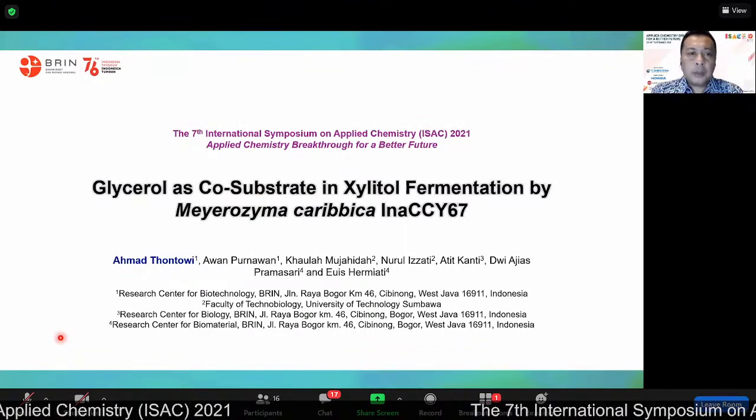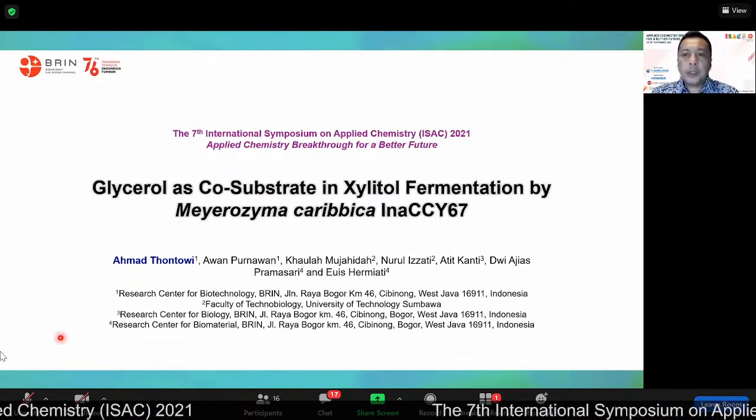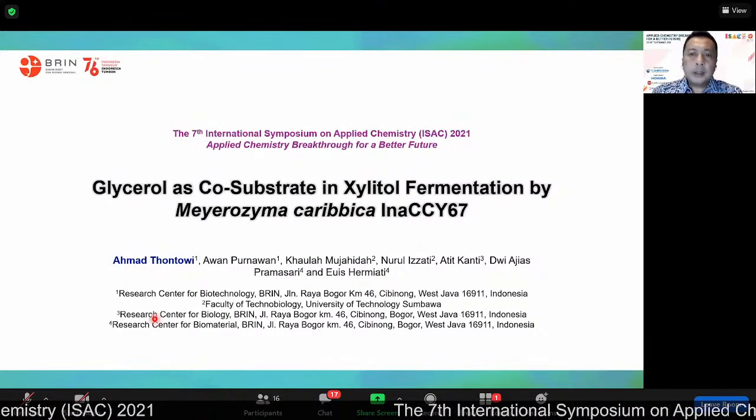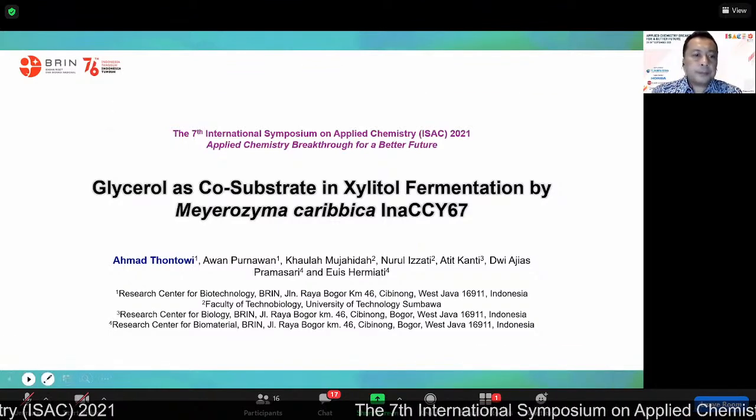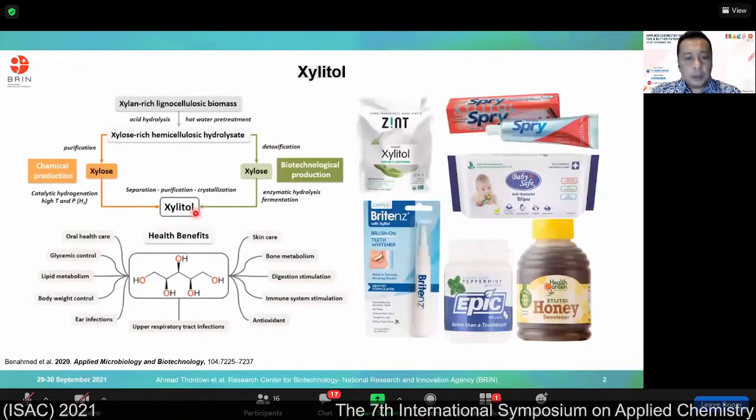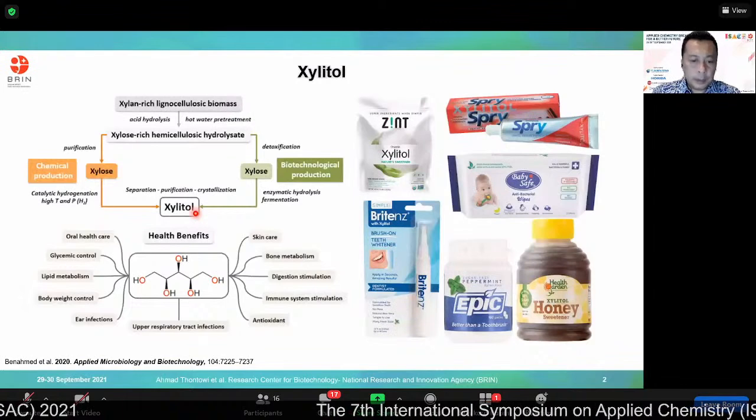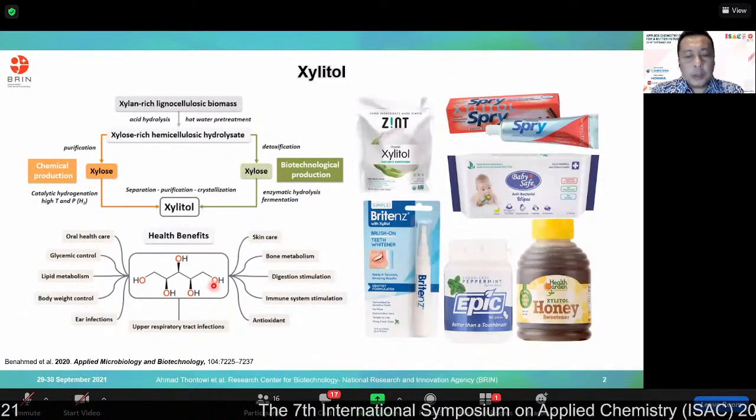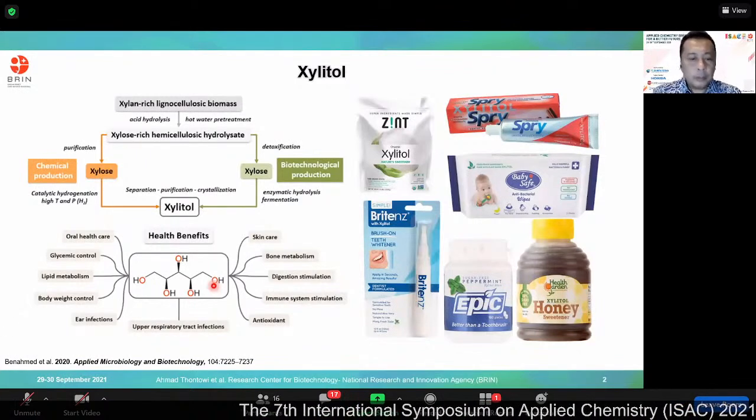Today, we will discuss glycerol's effect on xylitol fermentation by Meyerozyma caribbica InaCC Y67. Xylitol is a 5-carbon sugar alcohol that has numerous beneficial health properties.